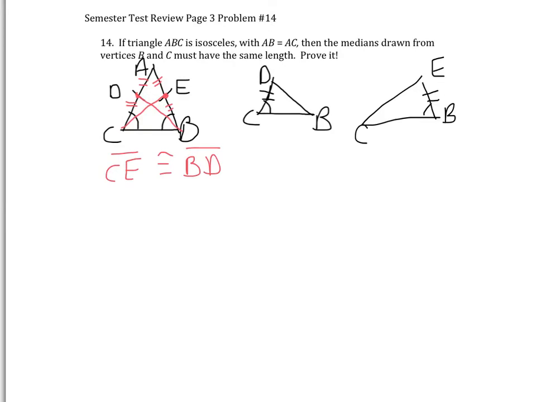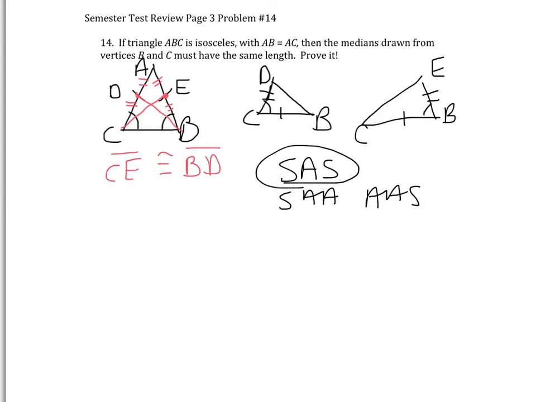All right, so now looking at this, I notice that I have a side and an angle. So I'm going to be able to either use side angle side or side angle angle, also known as angle angle side. So the question is, can I get the other angle or can I get another side? Well, isn't CB the same side in this triangle that it is in this triangle? So now, which one of these would I have? All right, I would have side angle side.